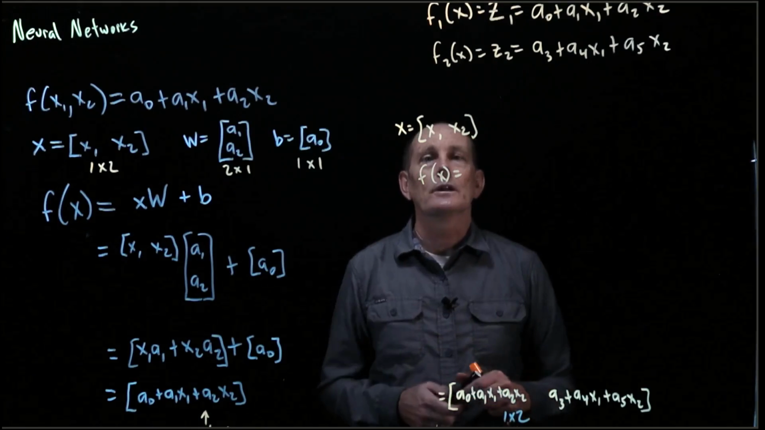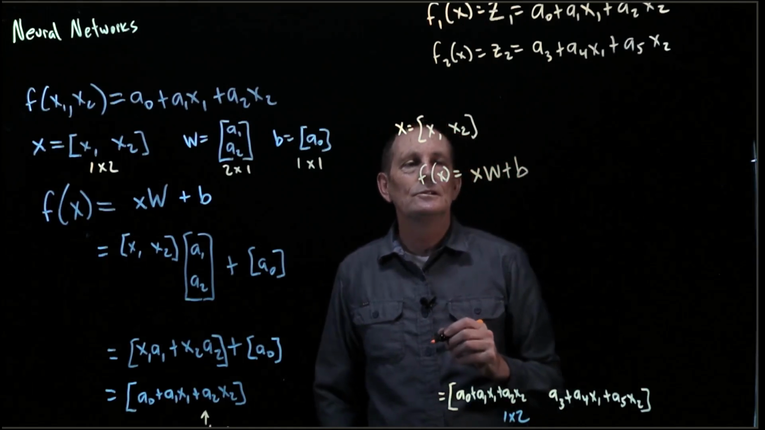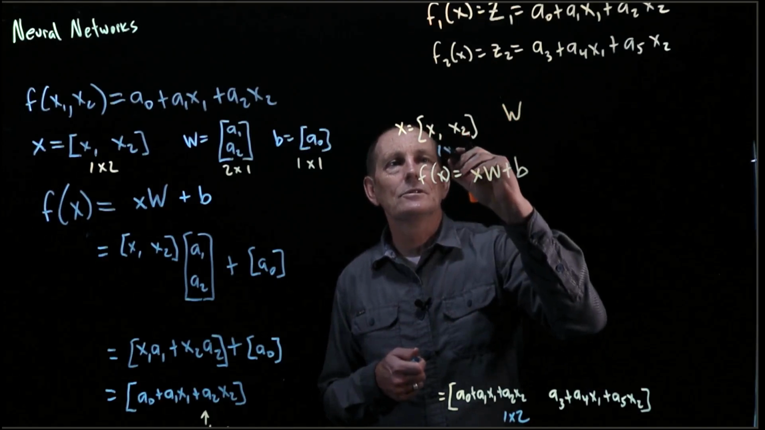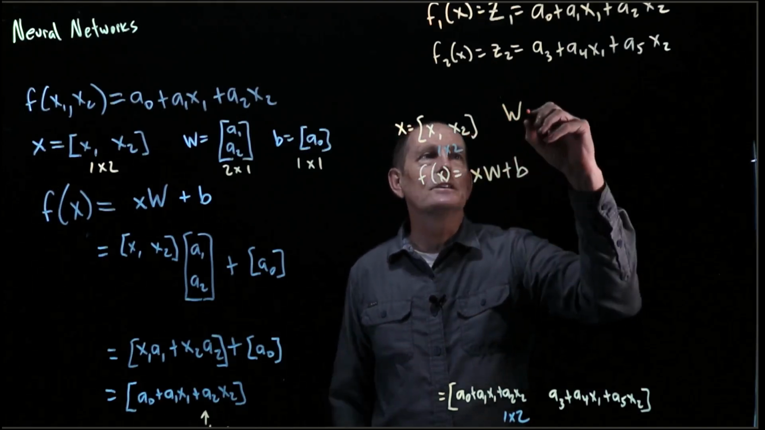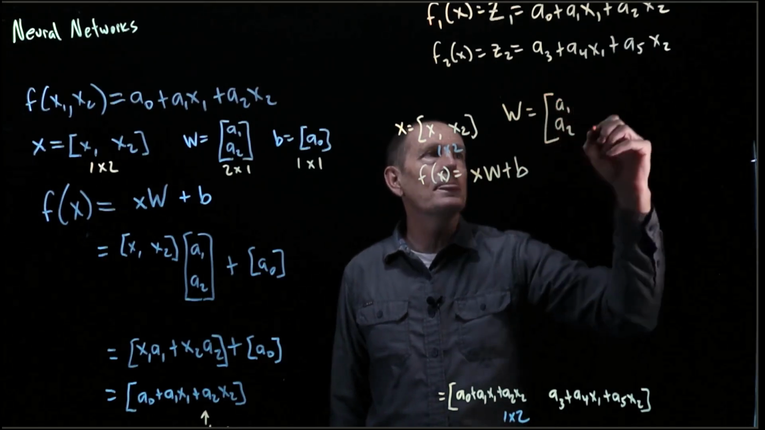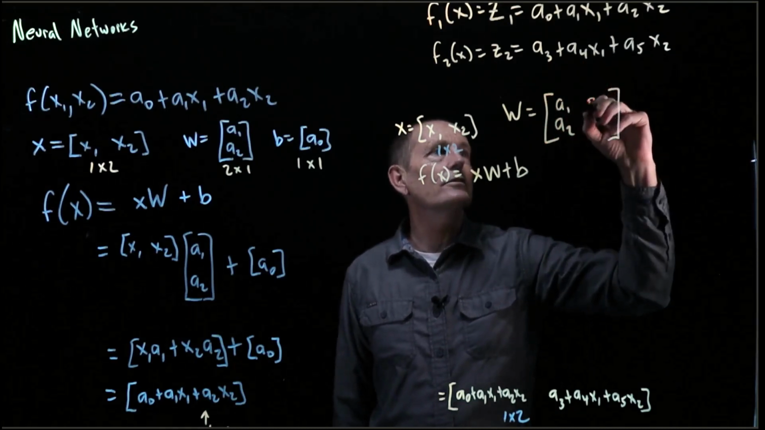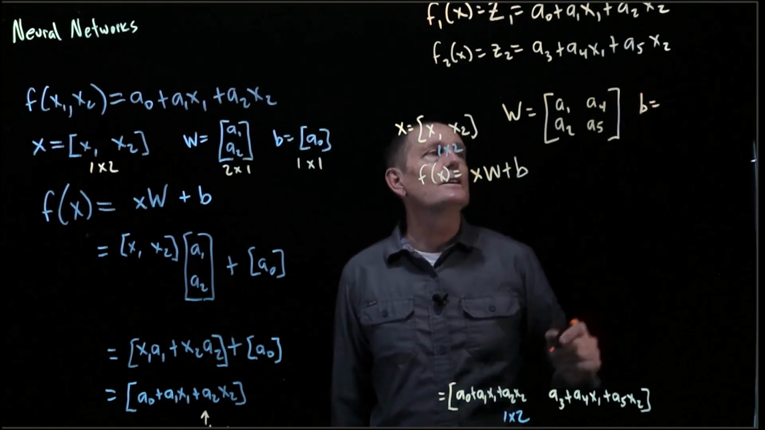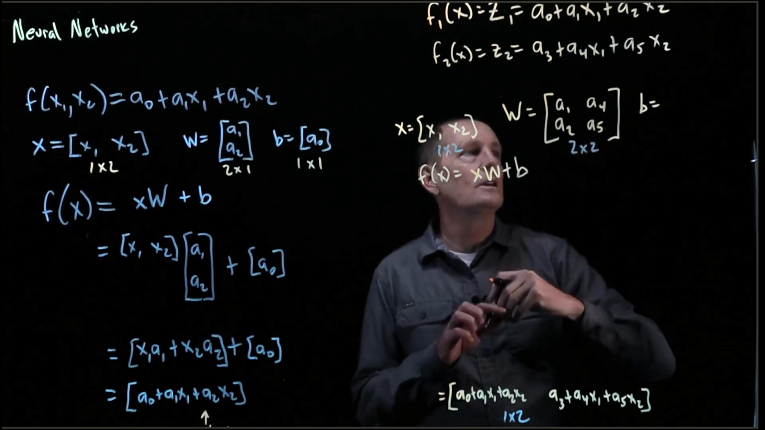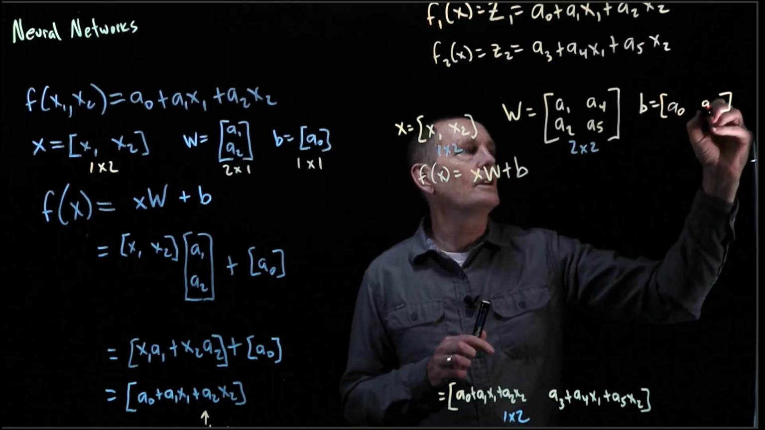So that's what we're going to get here. We're going to represent this as xW plus b. But W is now going to be different, so x is going to be 1 by 2. And W is going to have to be different, right? What we would have said before is a1, a2. But now we're going to add a separate column with a4, a5. And b is also going to have to be a different size. So here we've got a 2 by 2, and this is now going to be a 1 by 2 with a0 and a3.